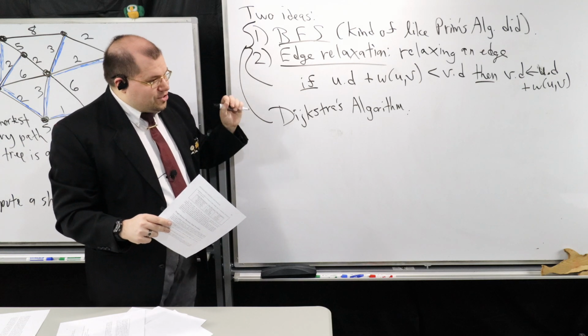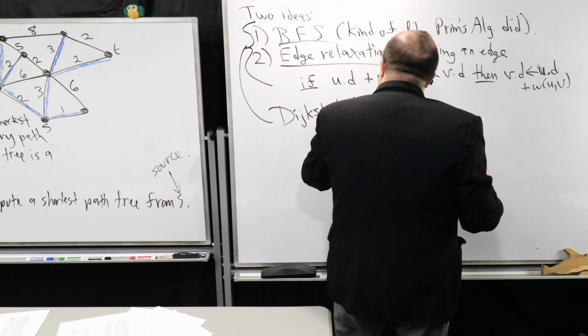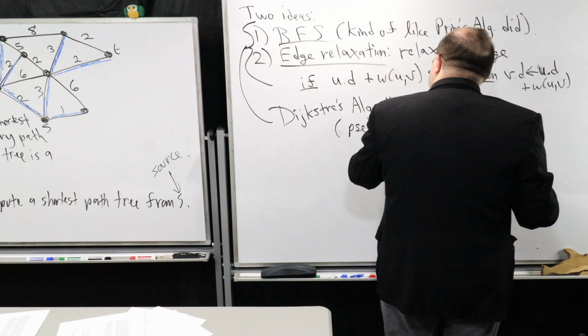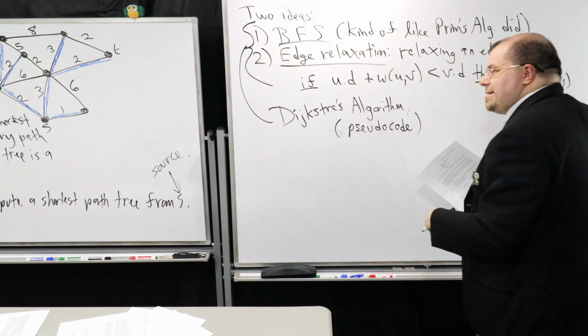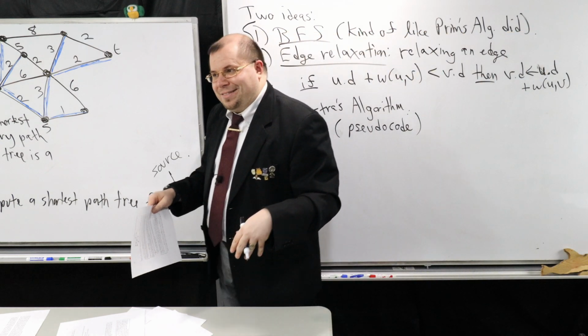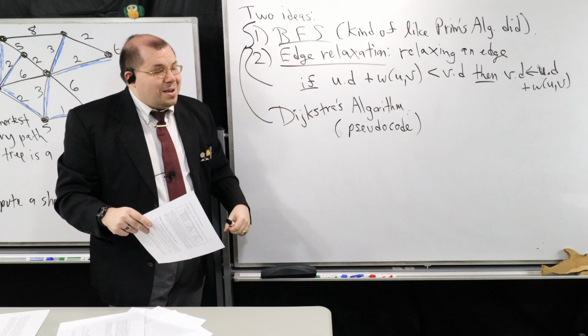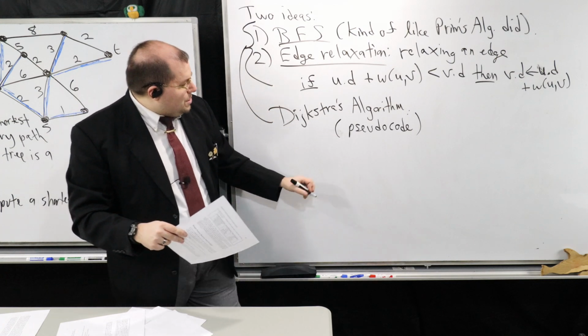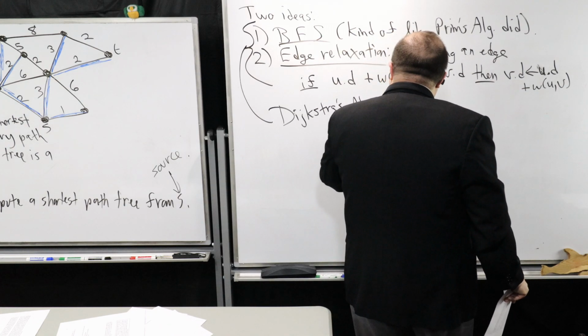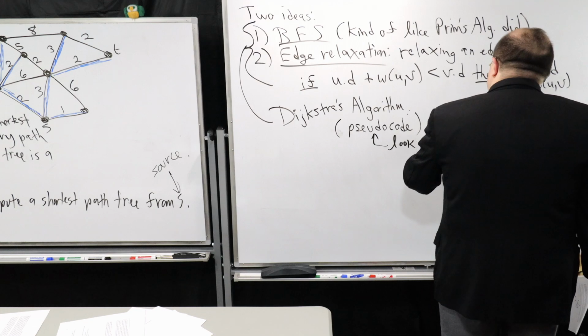Take a look at the pseudocode I have in the notes. And here's the other neat thing: since we know how Prim's is analyzed, Dijkstra's has the same time complexity because it does the same things, with the exception of the edge relaxations. So take a look at the pseudocode and the example of Dijkstra's algorithm.